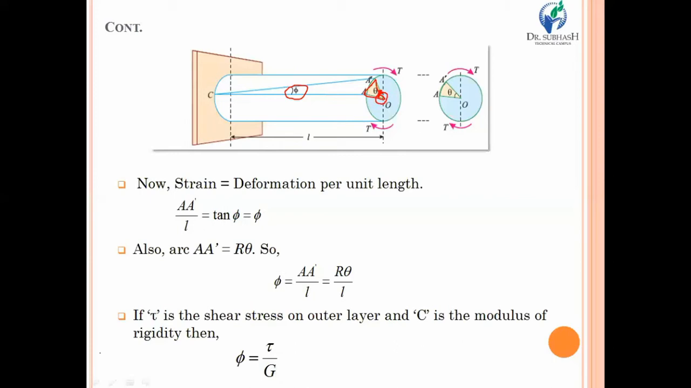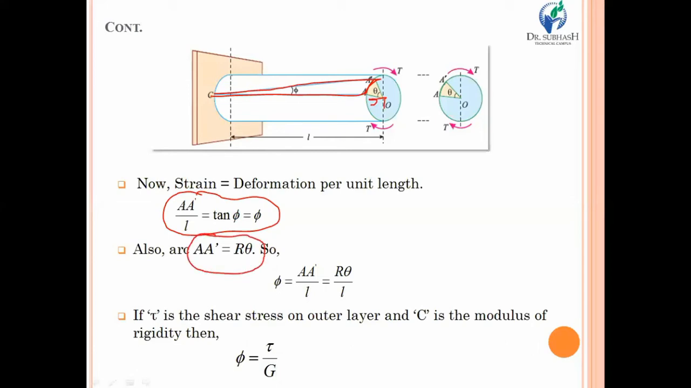So over here, first of all, you should calculate the deformation, and deformation is due to application of external twisting moment T. So deformation is equal to A dash upon L, and that is equal to tan phi, which is easily calculated by considering this triangle. Similarly, if you are taking origin O and calculating the deformation of point A, then it is very easy: A dash upon the radius R that is given to you. So once again, A dash is equal to R theta.